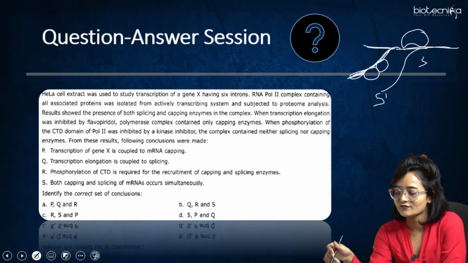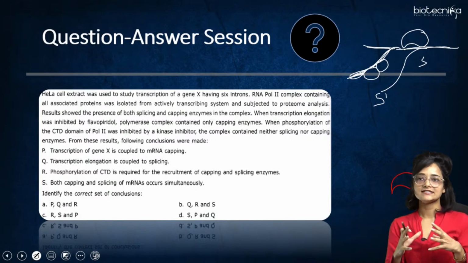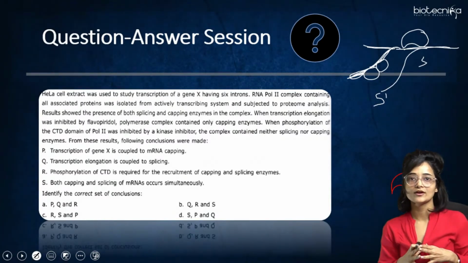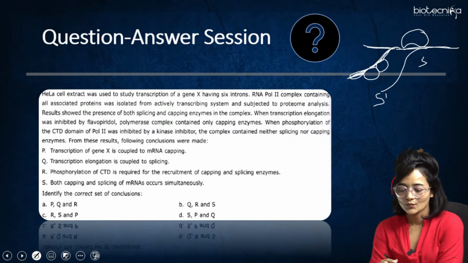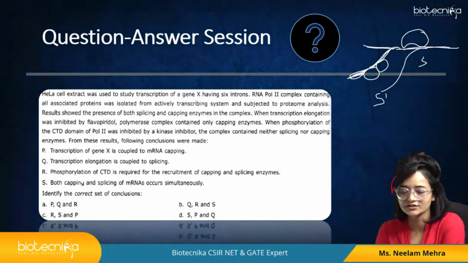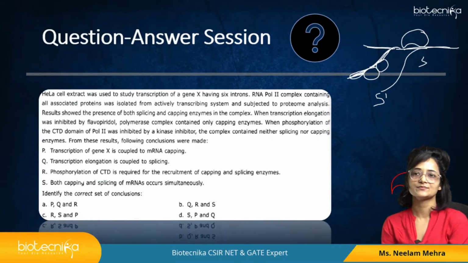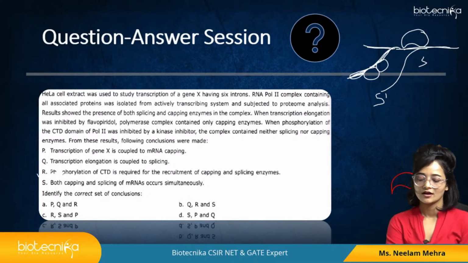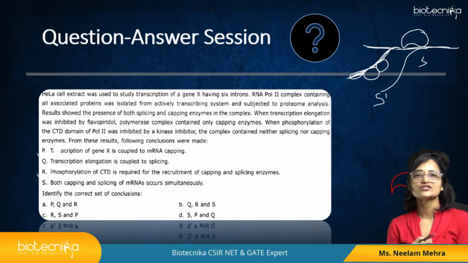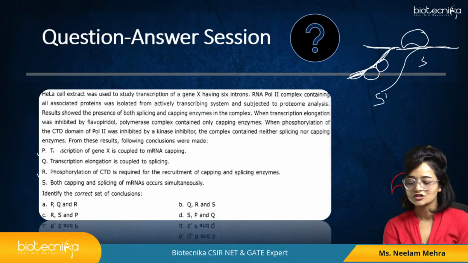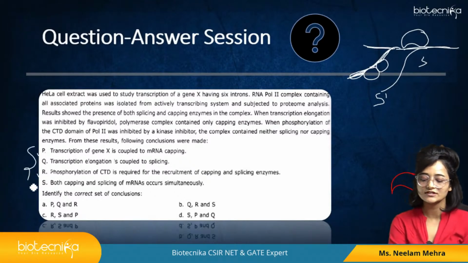Then it says that when the phosphorylation of the CTD domain of Pol II was inhibited, neither the capping enzymes nor the splicing enzymes were present, which says that phosphorylation of CTD is required for the recruitment of both capping and splicing enzymes, right? So this option is also correct. Option P is correct, option R is correct. Now coming to option Q, it says that transcription elongation is coupled to splicing. So elongation is coupled to splicing while initiation is coupled to mRNA capping, right? So all three of these options are correct.